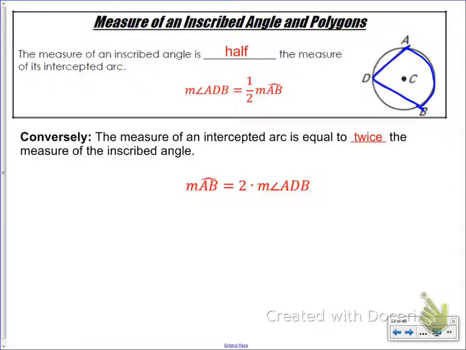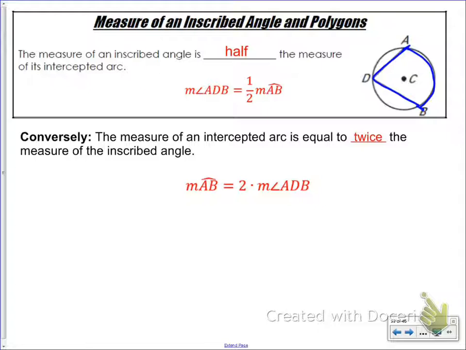We can also do the converse of that, and we want to talk about the arc. The measure of the arc is going to end up being 2 times the measure of the angle. So we can go both ways with that. If we're given the angle, we can multiply the angle by 2 to find the arc, or if we're given the arc, we can take half of the arc to find the measure of the angle.